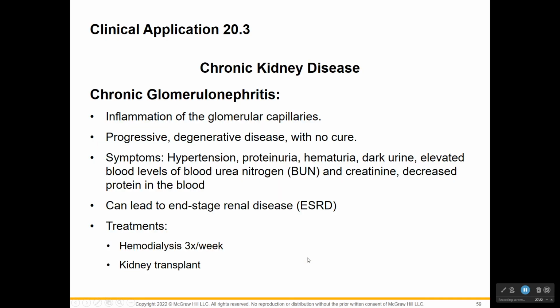If you have chronic kidney disease, it might be chronic glomerular nephritis, inflammation again of the glomerular capillaries. And so you might have to have a kidney transplant or hemodialysis.